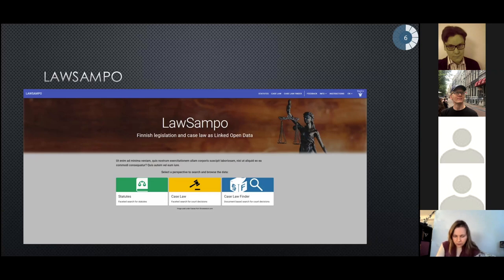Next, I'm going to talk briefly about the Law Sampo portal and show you a bit what it is about. So here is our first demo of the Law Sampo portal, and here we have the first image of the portal where we have first three facets or search views where we can search for statutes, case law, and then we have a third application, case law finder.